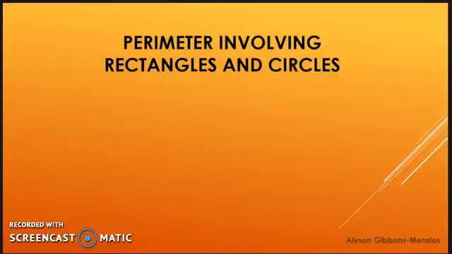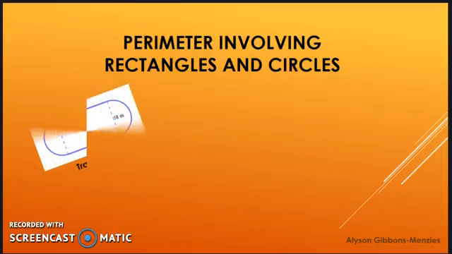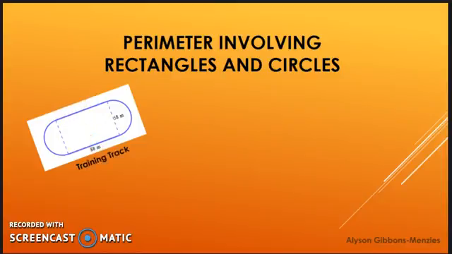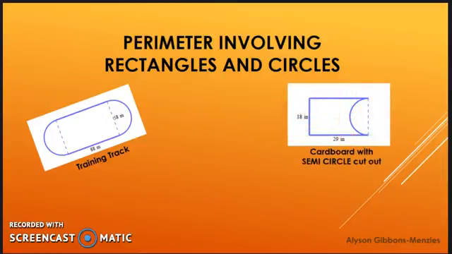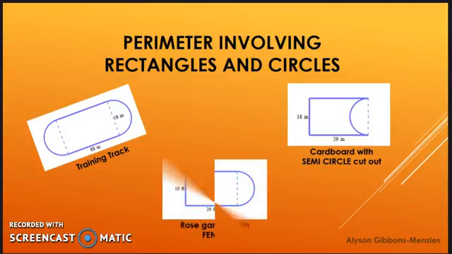Hello. Today we're going to look at some examples of perimeter that involve rectangles and circles, such as boys running around a running track, that's the perimeter of the track. If you've got a piece of cardboard and you cut out a semicircle, we find the perimeter of the piece of card that's left. And finally, when a question asks to find the length of a fence that goes around a rose garden, this is also finding the perimeter.